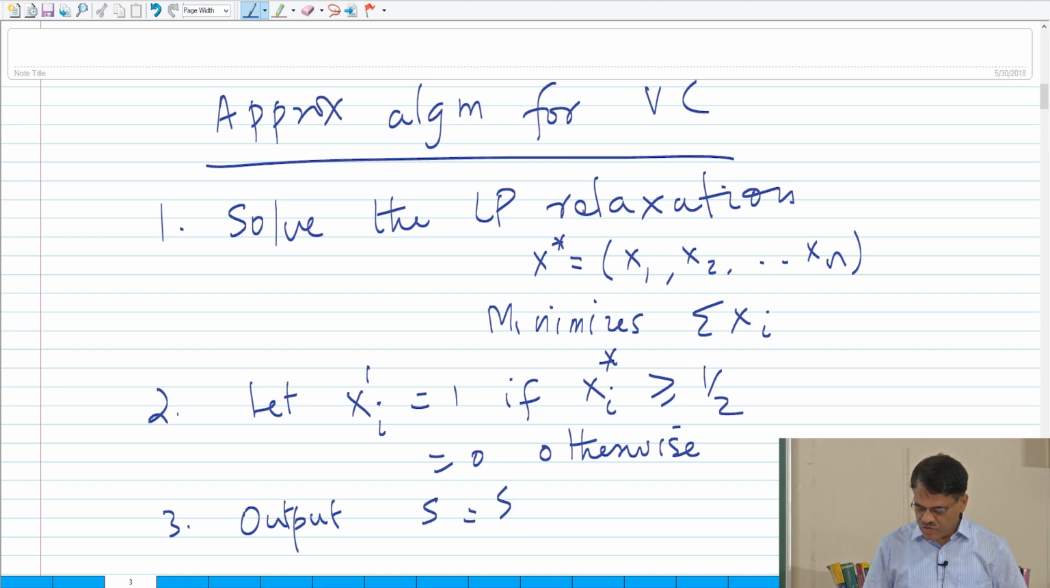S is equal to the set of all i in the vertices such that x i prime equals 1.